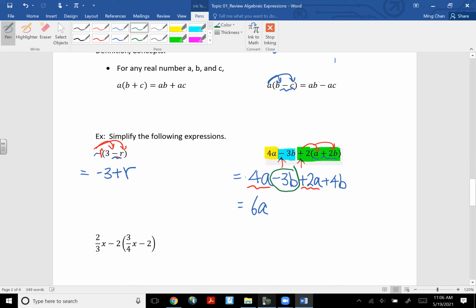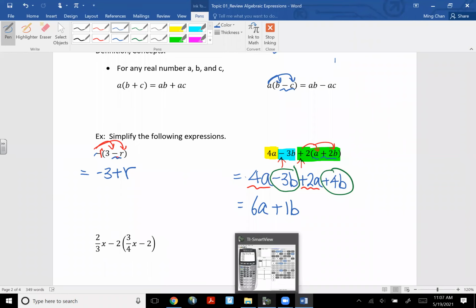-3b, like term with +4b. So when I combine them, I say -3 plus 4. All right, terms with different signs, we subtract. So that I should get +1b. You can write +1b or you can write +b. It doesn't matter.